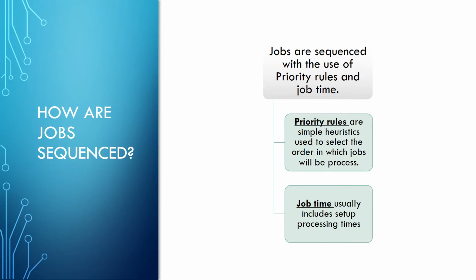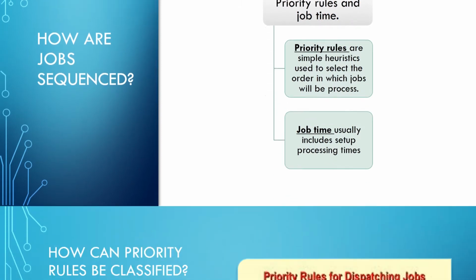How are jobs sequenced? Jobs are sequenced with the use of priority rules and job time. Priority rules are simple heuristics used to select the order in which jobs will be processed. Job time usually includes setup and processing times.